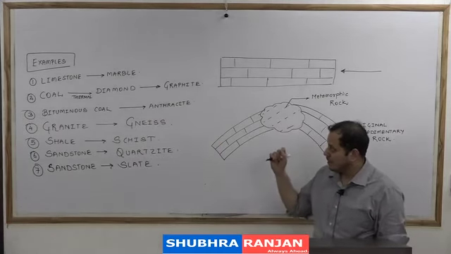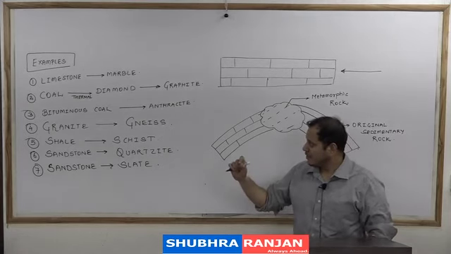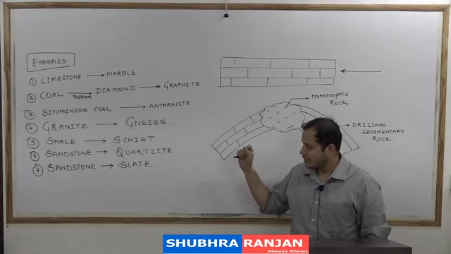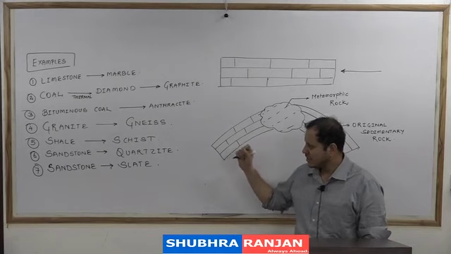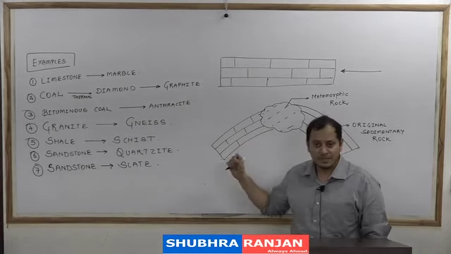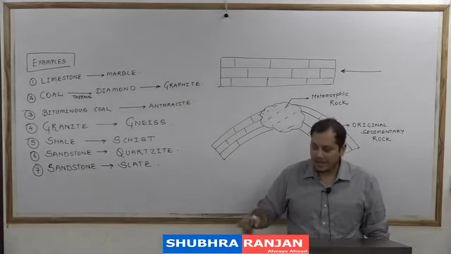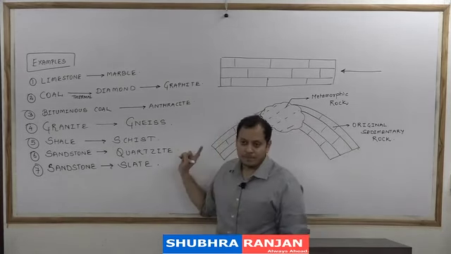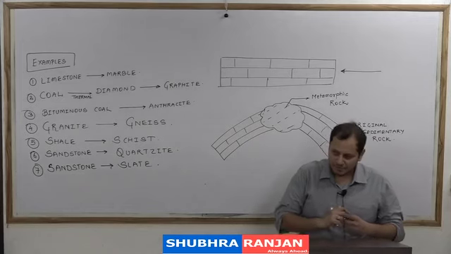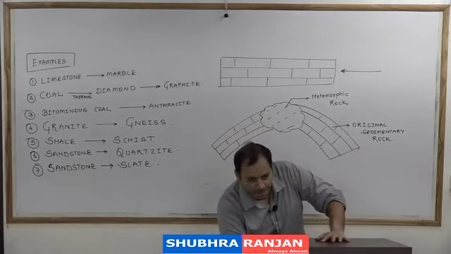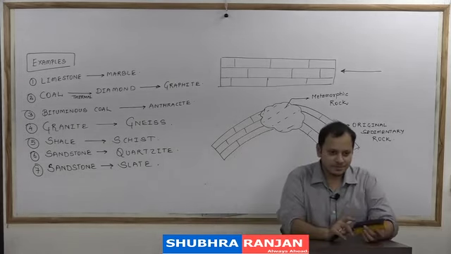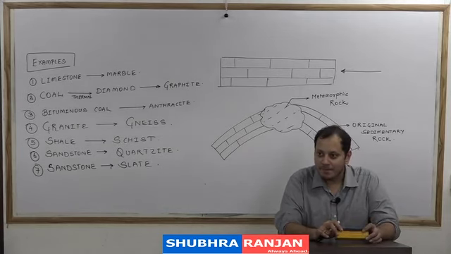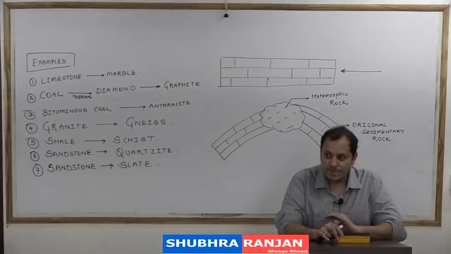Limestone into marble, coal into graphite, bituminous into anthracite, granite into gneiss, shale into schist, sandstone into quartzite, or sandstone can even be converted into slate. Remember this for Indian geography, and even for the preliminary examination. Fine with this? No, non-reversible. Sir, whether it becomes quartzite or slate will depend on pressure, temperature, many things.